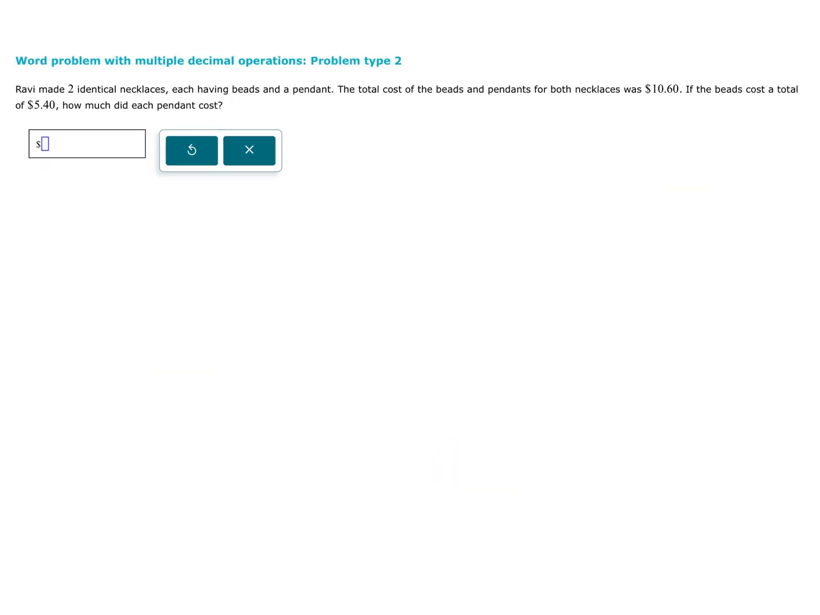So here's another one that's basically the same type of thing. This time we only have 2 necklaces, same type of thing. The total cost was $10.60 total for 2. And if the beads cost a total of $5.40, notice this time though the beads cost a total of $5.40. They're not $5.40 each, they're a total of $5.40. So that's for both necklaces.